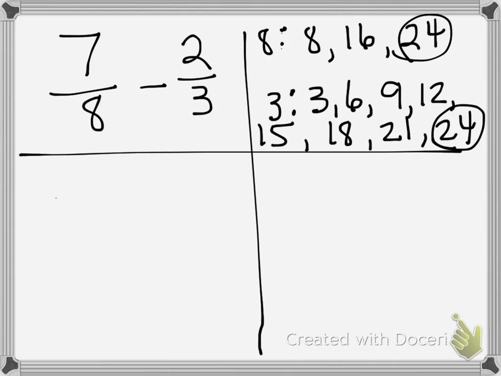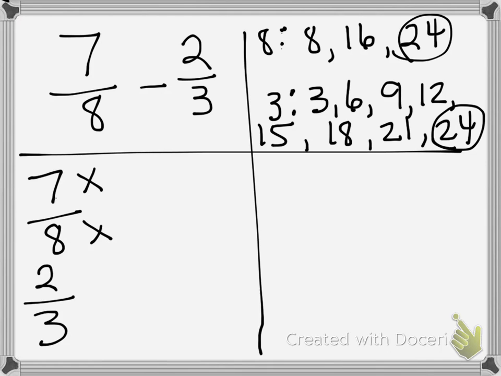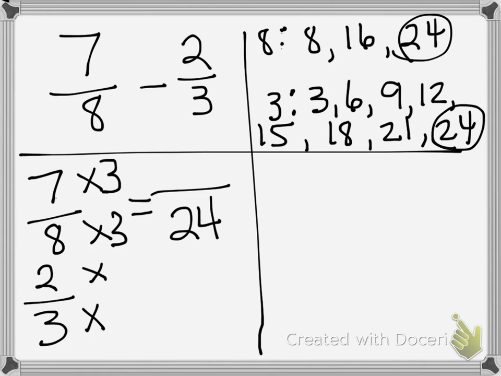So I take my 7/8, and I don't know why the screen just got smaller, but we're going to keep going. I take my 7/8 and my 2/3, and I'm going to multiply top and bottom to get the bottom number to be 24. So I want to multiply 8 times 3, and anything I do to the bottom, I must do to the top. And I want this number down here to also be 24. So I'm going to multiply 3 times 8. Anything I do to the bottom, I must do to the top.